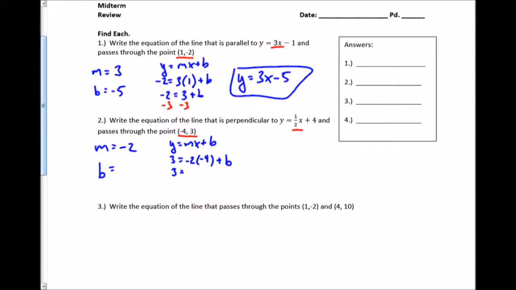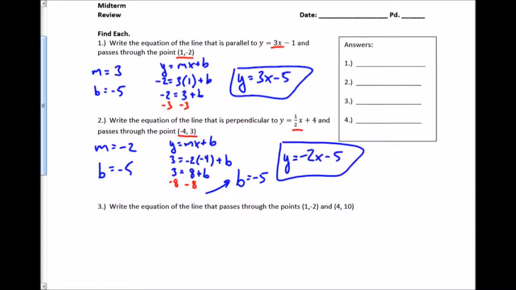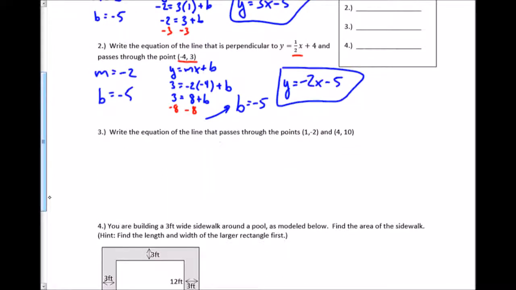That's terrible looking. Let me try again. A positive 8 plus b. I subtract the 3 from each side, or sorry, I subtract the 8 from each side. So I find out that b equals negative 5. It's strange because I got a negative 5 in the previous example as well. I apologize. So anyway, I get y equals negative 2x minus 5. And that's it.